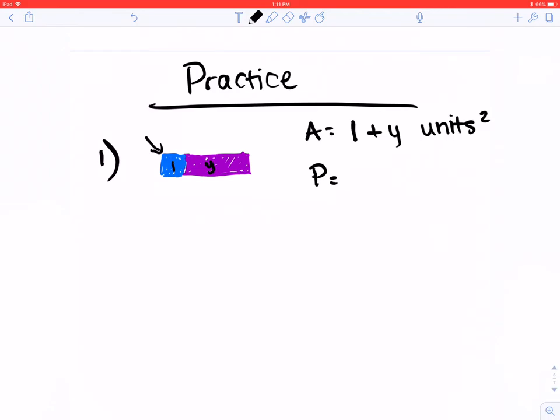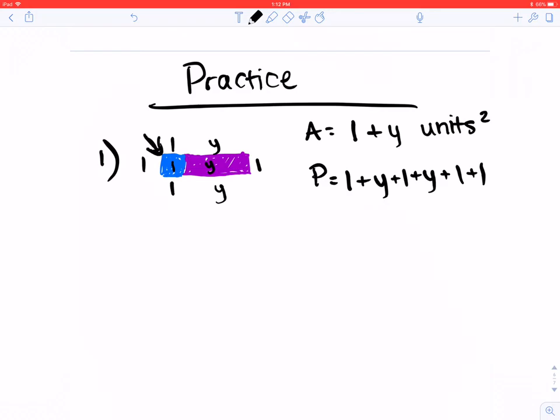Easy enough? For my perimeter, though, I need to start at the top left corner and work my way around. So I have 1, and I'm going to label it Y, 1, Y, 1, and 1. That is the distance of each side. So now I'm going to start again at my top left corner, and I'm going to write it out. Yes, you need to write it out. 1 plus Y plus 1 plus Y plus 1 plus 1. We write it out because it helps us to not make any silly mistakes.